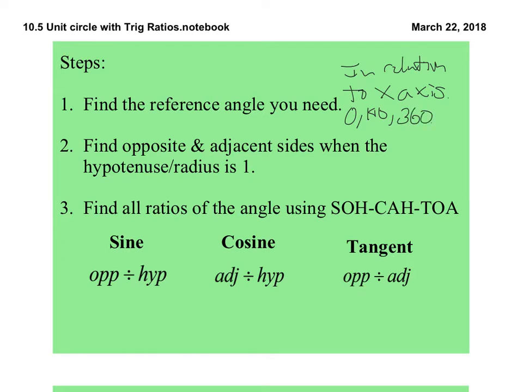The next thing you do is find the opposite and adjacent sides when your hypotenuse or your radius is 1. Because if we think about our unit circle here, with a radius of 1, anytime I draw a hypotenuse, that is the same as drawing a radius. And then finally, we're going to find all the ratios of the angles using our mnemonic or shortcut SOHCAHTOA, such that sine tells us the ratio of the side opposite to the hypotenuse. Cosine is a ratio of the length of the adjacent side to the length of the hypotenuse. And tangent is the ratio of the length of the side opposite to the adjacent side.